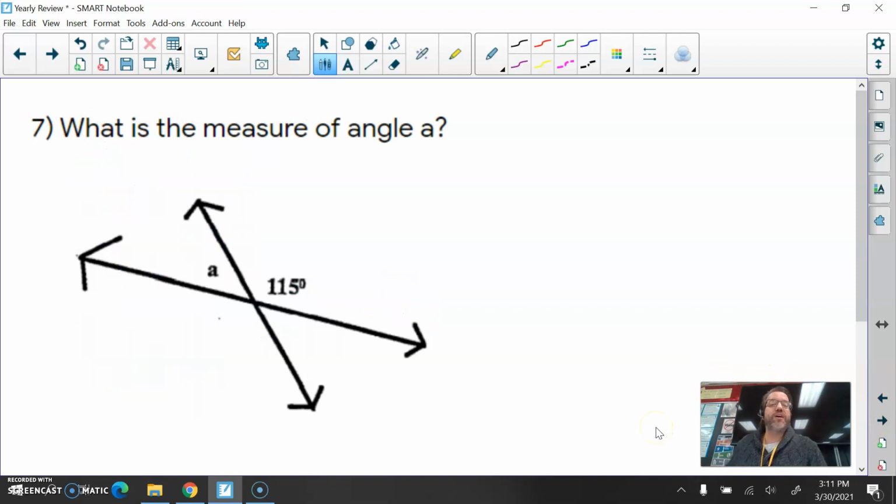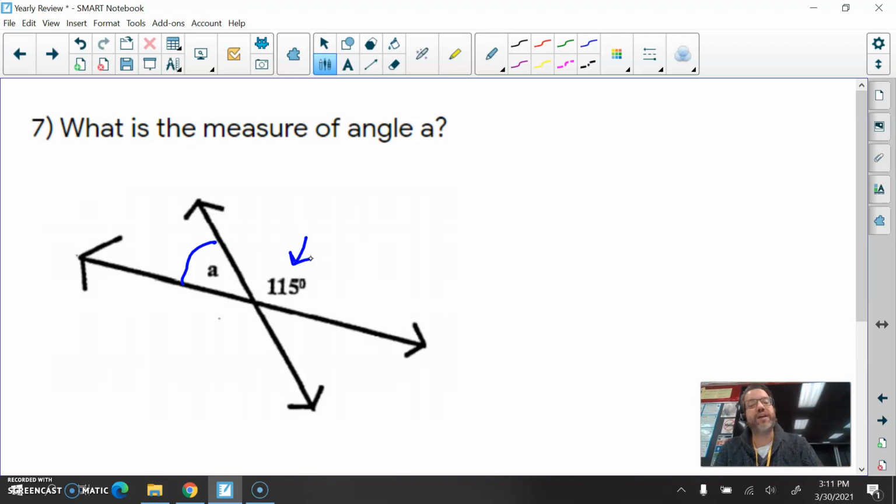Number 7, what is the measure of angle A? Angle A is this angle right here. I can see it's an acute angle, so I know it's less than 90 degrees. We are given one angle measurement. This angle here is 115 degrees.